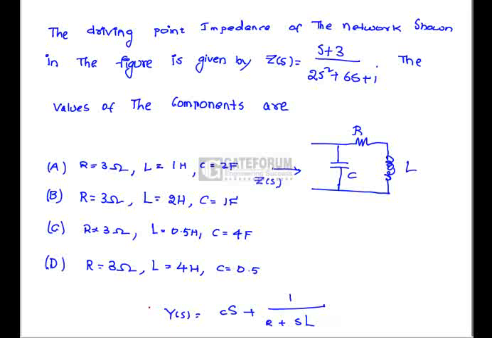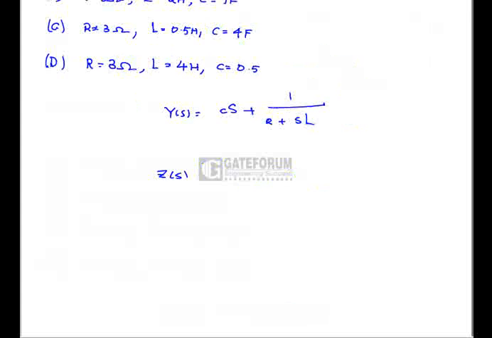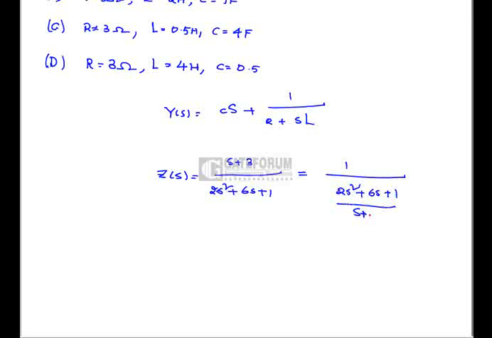So whatever function we have, that is Z of S equals S plus 3 divided by 2S square plus 6S plus 1, we can convert Z of S into Y of S, that is 2S square plus 6S plus 1 by S plus 3, which equals 1 by Z of S. If we compare this one, Y of S equals 2S square plus 6S plus 1 divided by S plus 3.